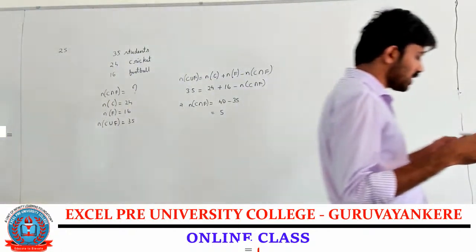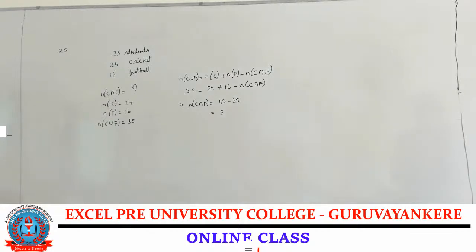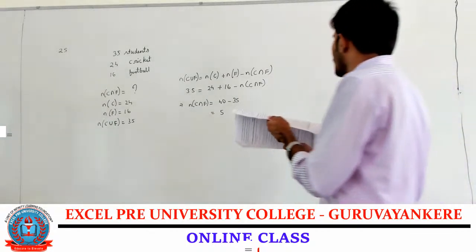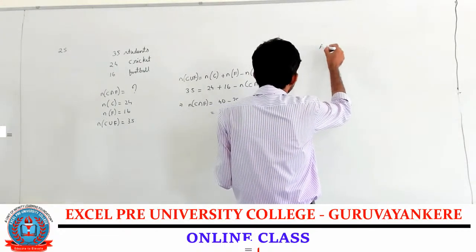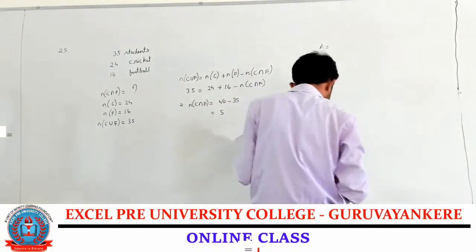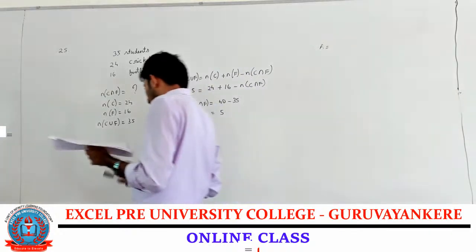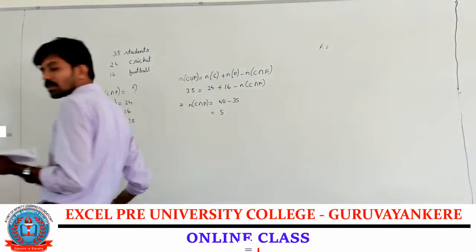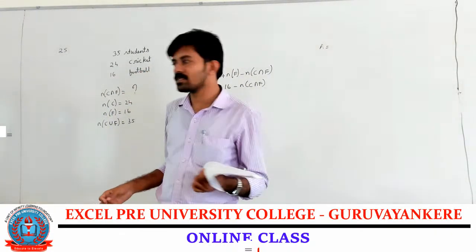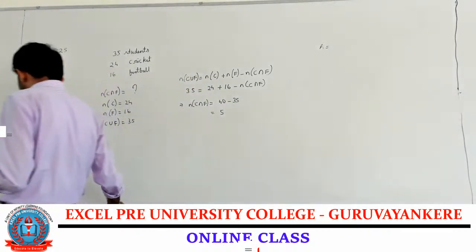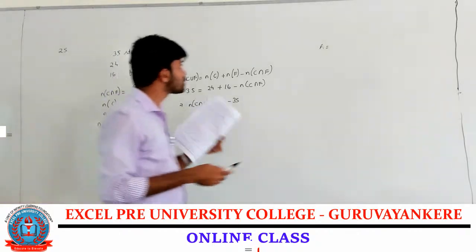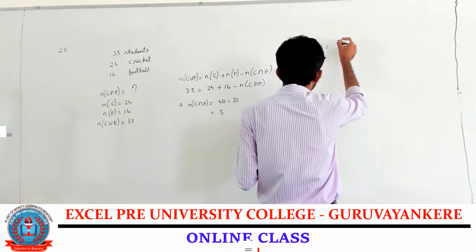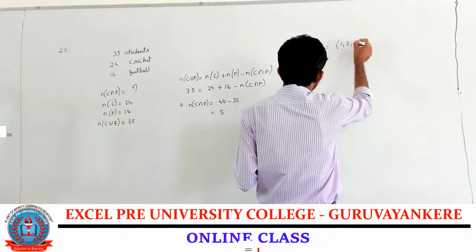Next one, question number 26. Let A be the set containing elements 1, 2, 3, etc. up to 14. Set A consists of 14 elements: 1, 2, 3, etc. 14.